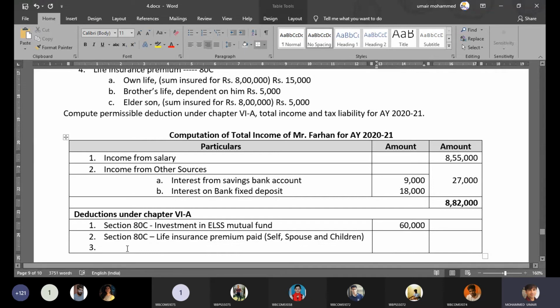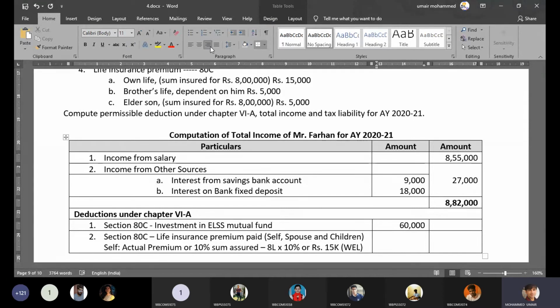Let's write down here. Self. What is the quantum of deduction? Quantum of deduction is actual premium or 10% of sum assured. So what is the sum assured here? 8 lakhs as per the question. 8 lakhs into 10%. Or what is the premium he has paid for self? 15,000. Whichever is less. So 8 lakh into 10% will give you 80,000. So when you compare 80,000 with 15,000, whichever is less you should take. So here it will come 15,000. Okay, so that's how it is.